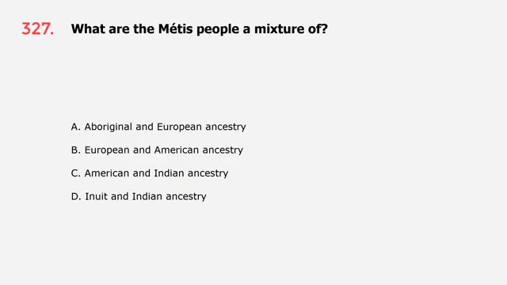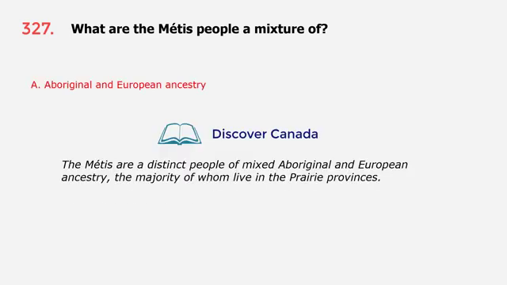Question 327. Who are the Métis people a mixture of? A. Aboriginal and European ancestry. B. European and American ancestry. C. American and Indian ancestry. D. Inuit and Indian ancestry. The answer is A. Aboriginal and European ancestry.